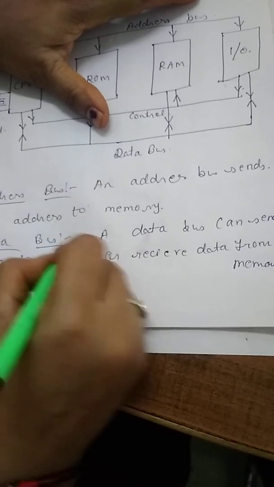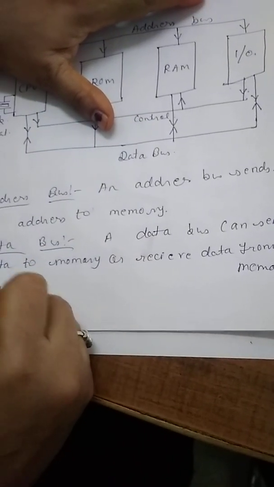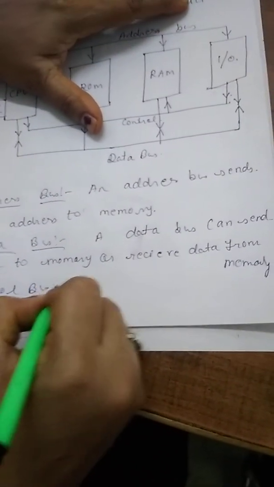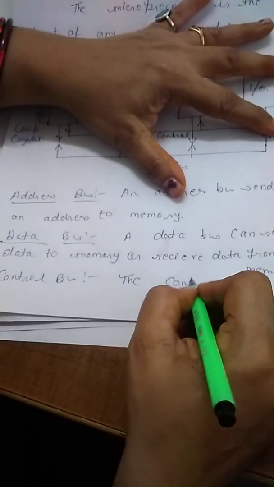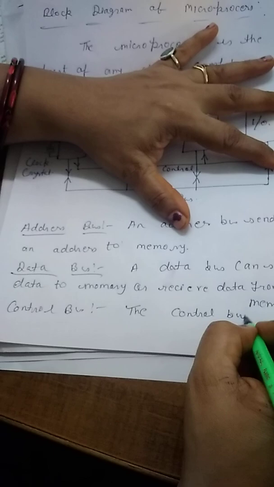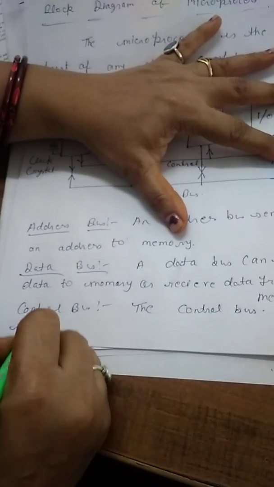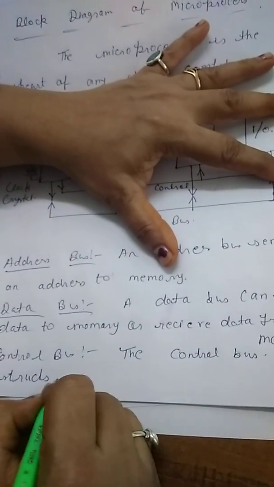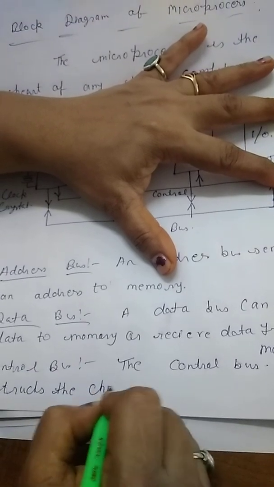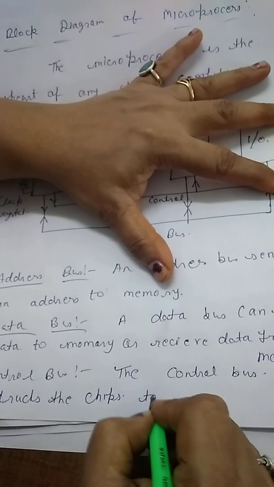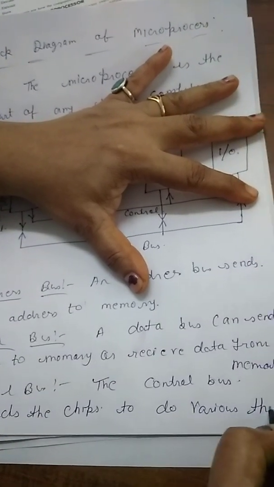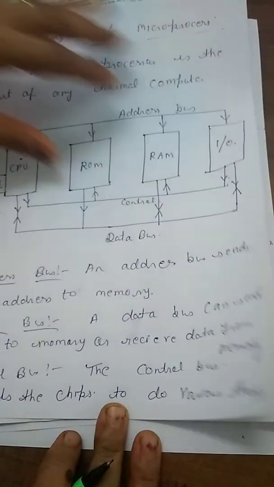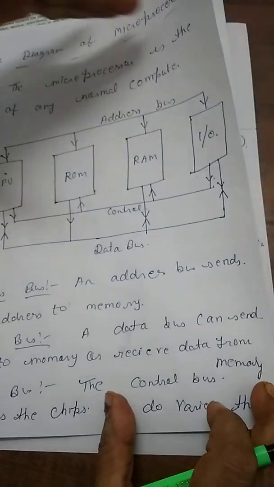Now, what is the control bus? Function of control bus: the control bus instructs the chips to do various things. Okay, this is all about the block diagram of microprocessor.